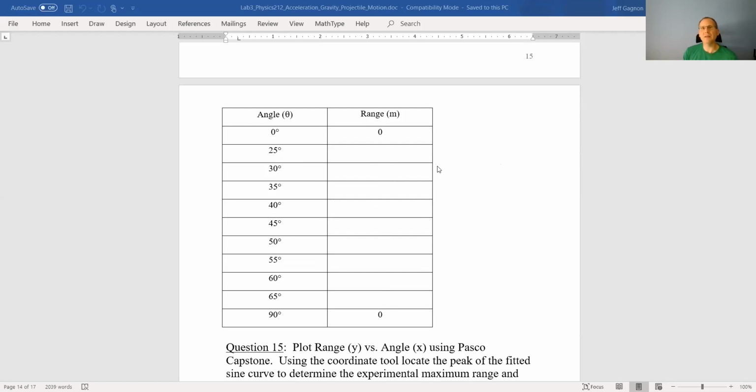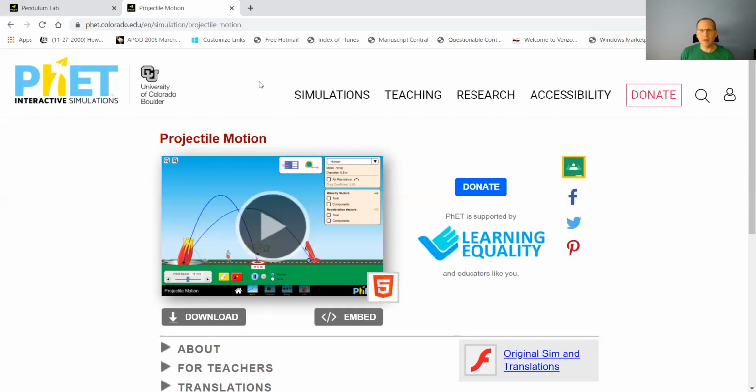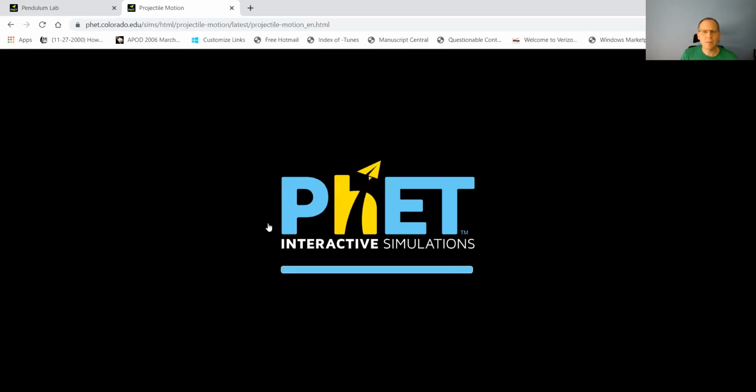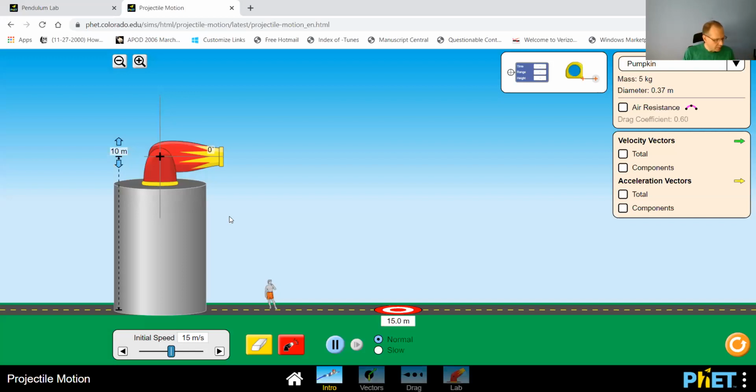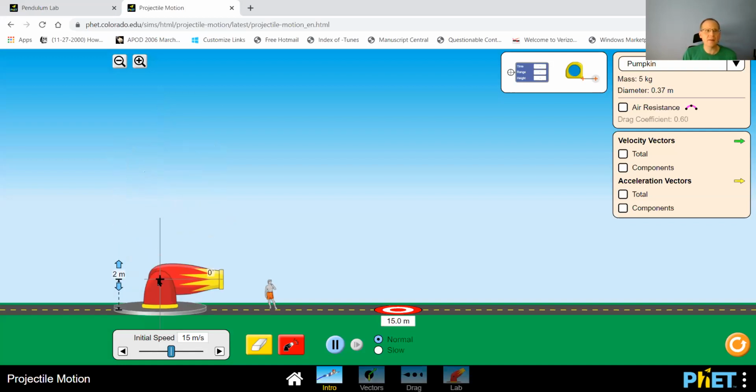So let me show you how to use that simulation. Okay, so here's the simulation. We start it. You can just use the intro, that'll be fine. Now we want to do a couple of things. We want to set the height to be 0. I'm going to bring this down to 0, so it's like launching from ground level.